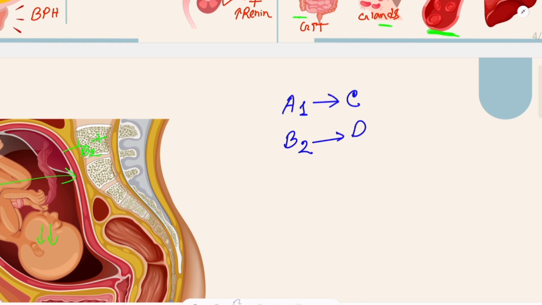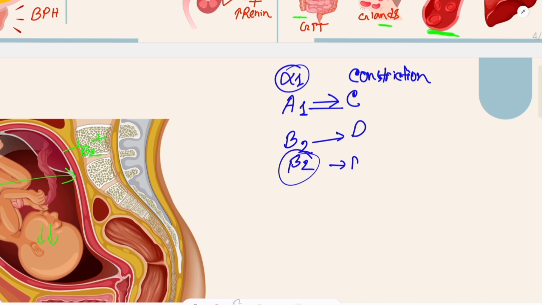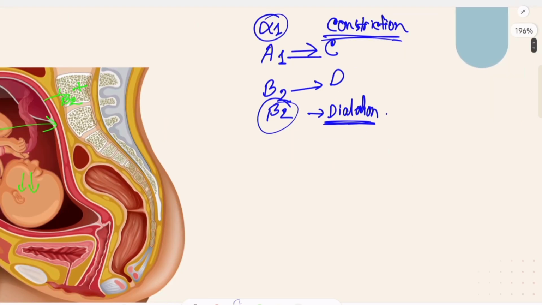You can remember A1 means alpha 1 and it will cause C, and C here means constriction. B2 means beta 2 and here D means dilation. So alpha 1 will cause vasoconstriction and beta 2 will cause vasodilation. Now the question is, both receptors are part of sympathetic system.